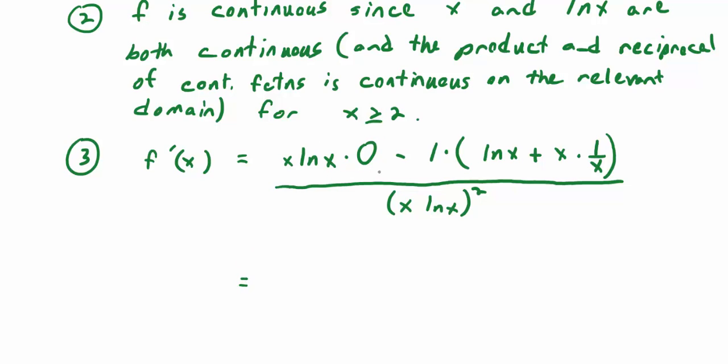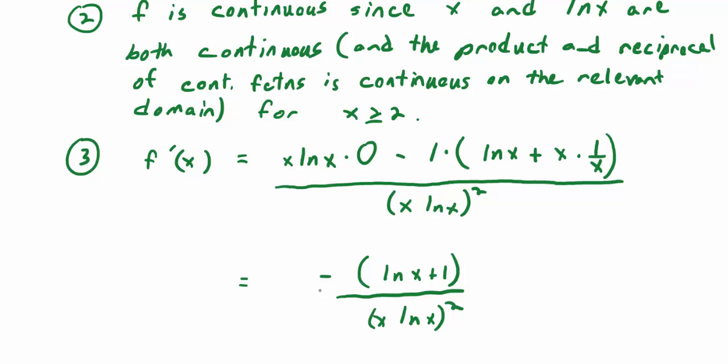So this whole thing's 0. We've got a negative up here. And what does this become inside the parentheses up top? Negative natural log x plus 1. OK. So is the denominator always positive because it's squared? You bet. What about the numerator inside the parentheses, natural log of x plus 1?